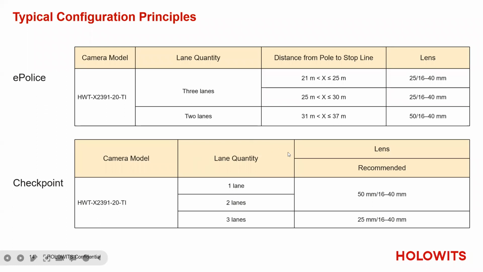Following is a list about how to choose the lens. You can choose different lenses according to the lens quantities and the distance from the pole to the stop line. Of course, you can ask us for help before actual installation. These are some parameters about how to choose the lens. You can check this list before actual installation.